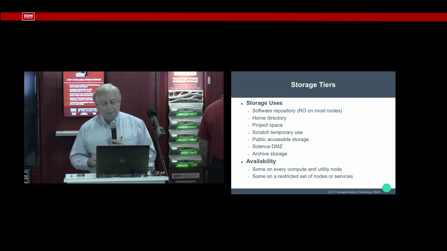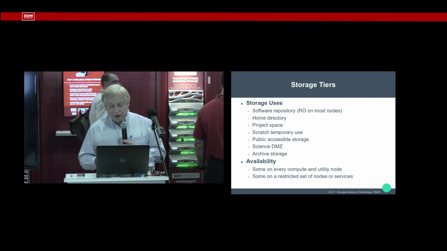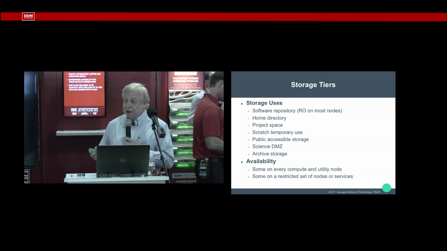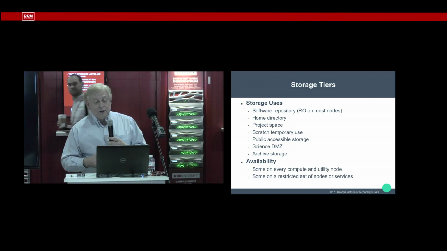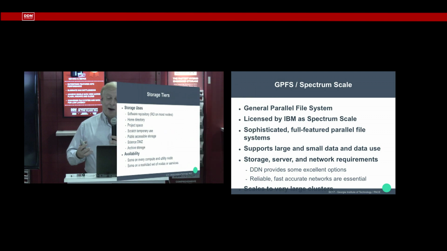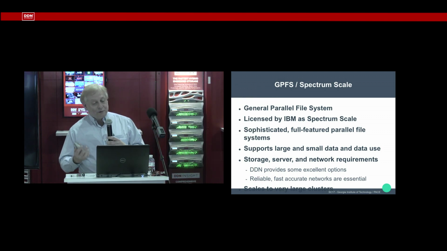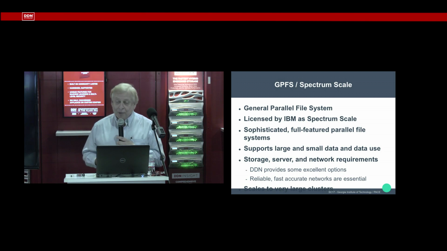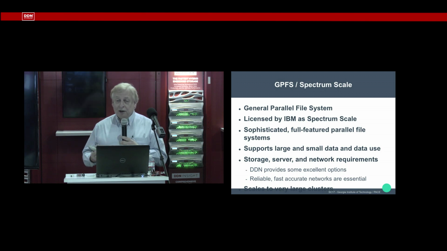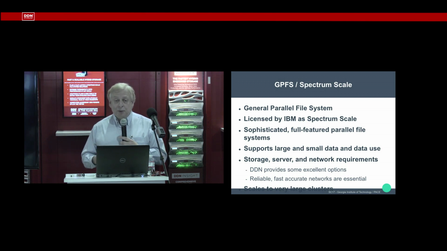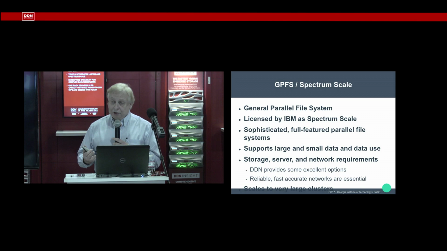So how do we do that? Well, one of the ways to do that is to use GPFS, Spectrum Scale. General Parallel File System is licensed by IBM. It is, as it says, a sophisticated, very full-featured parallel file system. There are many, many different things that file system can do for us. That includes moving data, migrating data. That means you may have to grow a file system. You may have to shrink a file system.